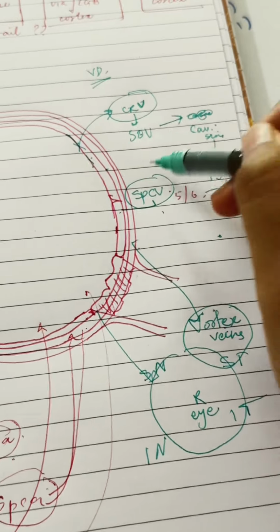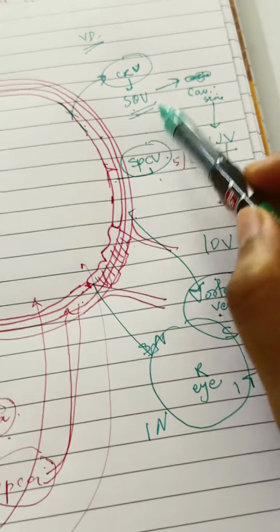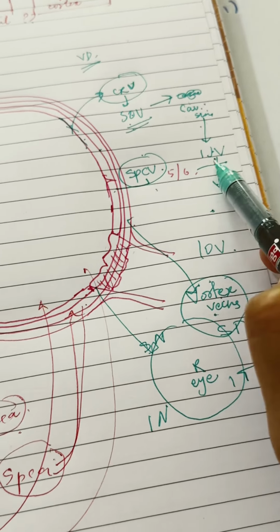Now, all 3 of these groups will drain into the superior ophthalmic vein, and this will also drain into the inferior ophthalmic vein. And from there, they go into the cavernous sinuses. From there, it goes into the IJV. The internal jugular vein exits the skull.